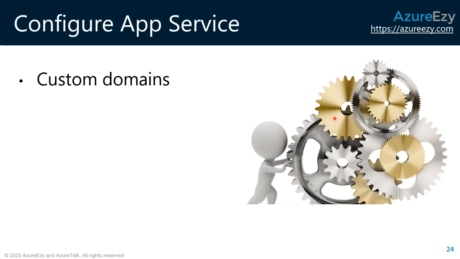One of the things that you will need is a custom domain. By default, when you deploy an app service, it comes with a Windows Azure websites.net, something like that. But you might want to customize that to abc.com, xyz.com, your company URL. That is possible, and that is there in the custom domain option. We'll see that in the portal when we have that.